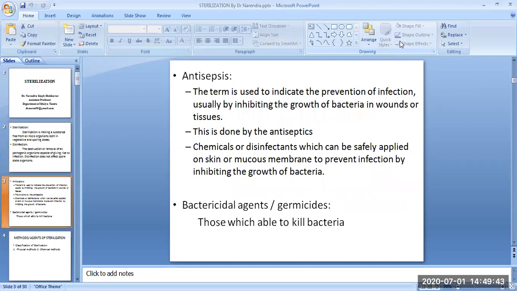Antiseptic. The term is used to indicate the prevention of infection, usually by inhibiting the growth of bacteria in wounds or tissue. This is done by the antiseptics, chemicals or disinfectants which can be safely applied on skin or mucous membrane to prevent infection by inhibiting the growth of bacteria. Bactericides or germicides are those which are able to kill bacteria.